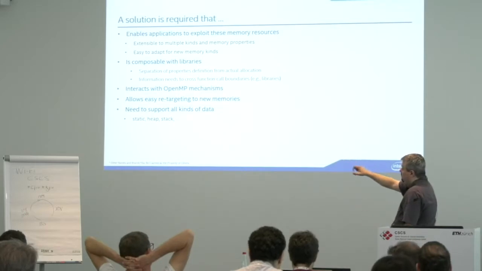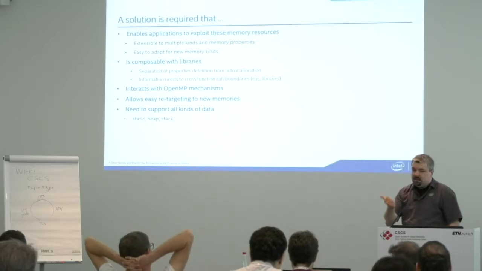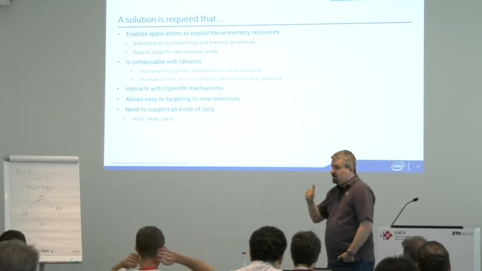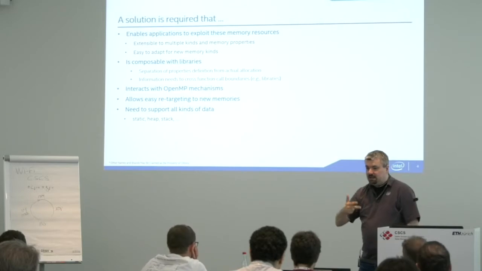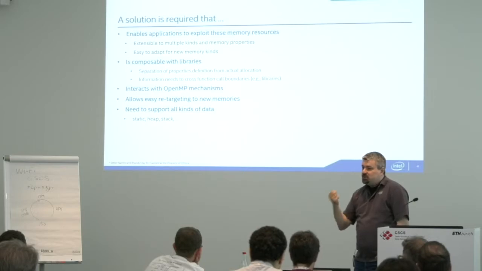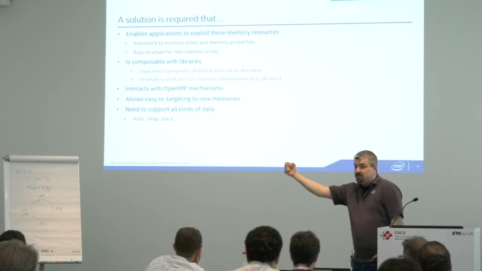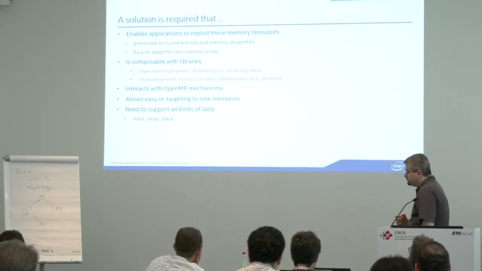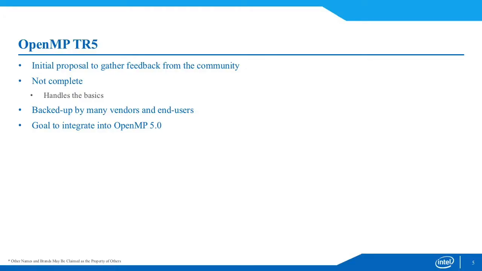And then there's all kinds of different data. So there's static data that is somewhere in the data segment of your application. There is heap allocated data and there's stack allocated data. And sometimes you want to express that a variable that is on the stack should actually go into high bandwidth memory because it's an array that you want to access from the high bandwidth memory. Okay? So you need to be able to control all that.